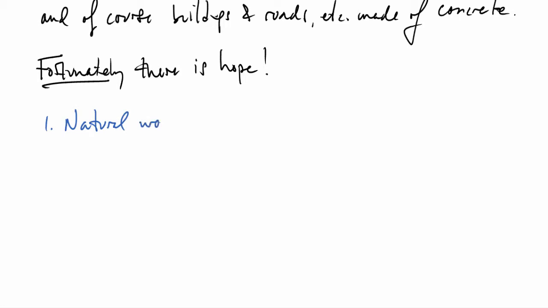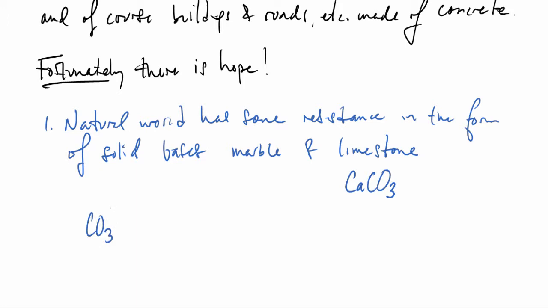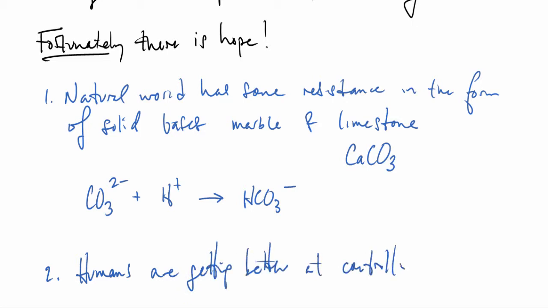First of all, a good reason is that the natural world has some resistance in the form of solid bases, which are marble and limestone. And let's look at limestone particularly. Calcium carbonate makes limestone, and that carbonate ion acts as a base and can absorb those free protons and make the bicarbonate ion. So there's some resistance.